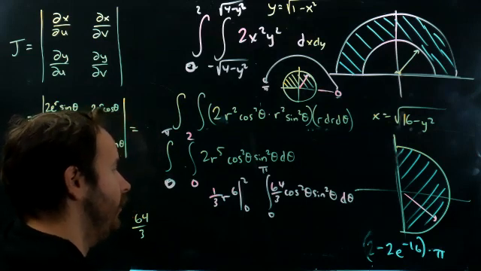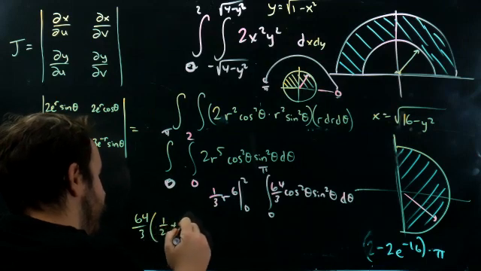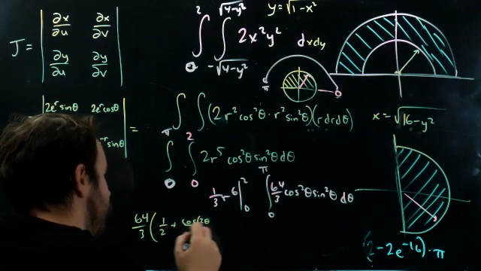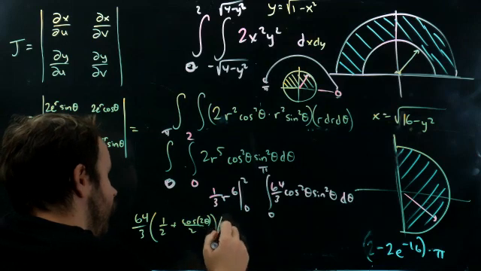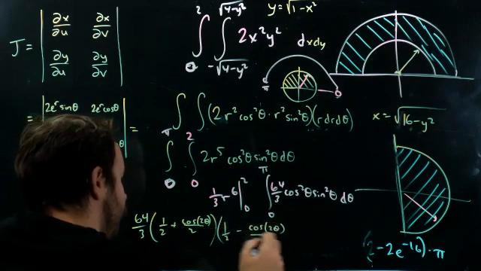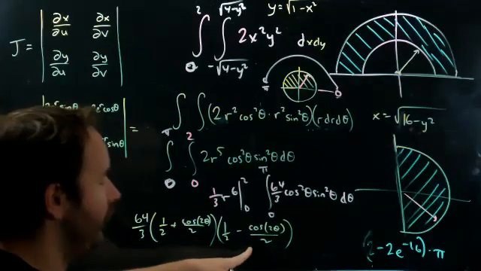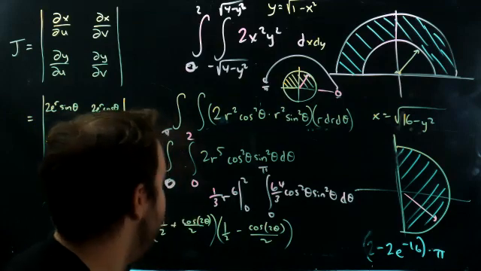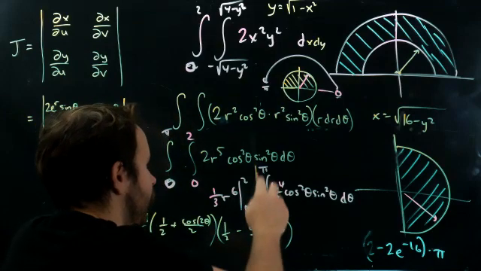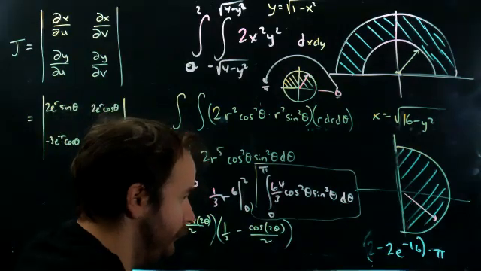The half angle identities for cosine squared and sine squared are: cosine squared theta is 1/2 plus cosine 2 theta over 2, and sine squared theta is 1/2 minus cosine 2 theta over 2. You know what? You're better off just using Wolfram Alpha at this point, because trust me, you're going to hate what comes next.